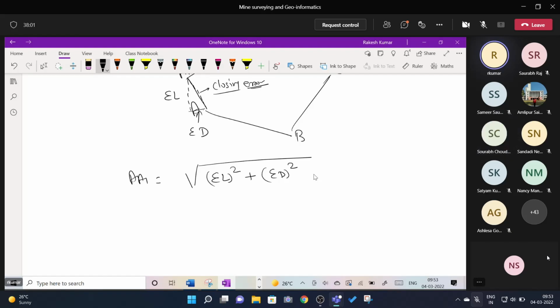Okay. So if the summation of L is equal to summation of D, summation of departure, then what can I say? There is no closing error. Otherwise we have to find the closing error. So now our job is to find the latitude and departure. How to find that?